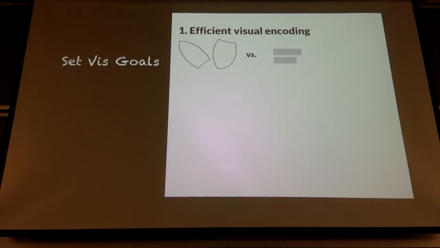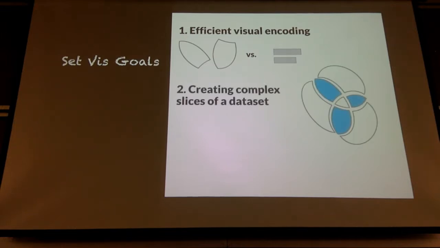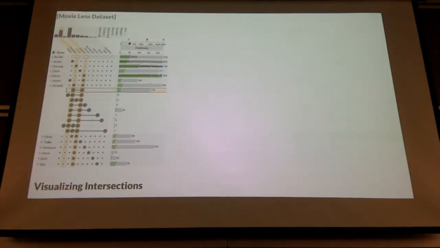So the goals are, we have these inefficient visual encodings if we, for example, use Venn diagrams. So instead, we want to use efficient visual encodings like bar charts. And when we created this technique, we also wanted to be able to create complex slices of data sets. So we wanted to say, hey, what are the properties of all pairwise intersections taken together, or any other combination? And then we wanted to be able to visualize attributes about each of these intersections efficiently. And so this is what we came up with.